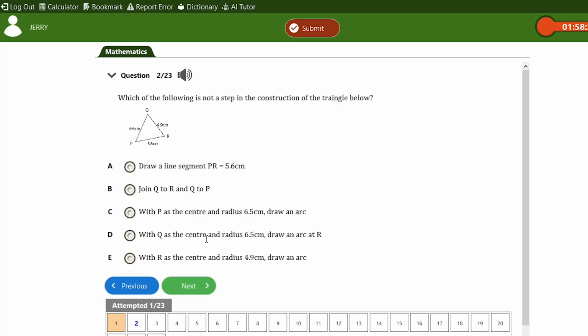Now, this is about shapes. This is about construction of shape. Now, look at the question. The question says, which of the following is not a step in the construction of the triangle below? So let's look at the triangle. The triangle is labeled PQR. Let's look at the board.